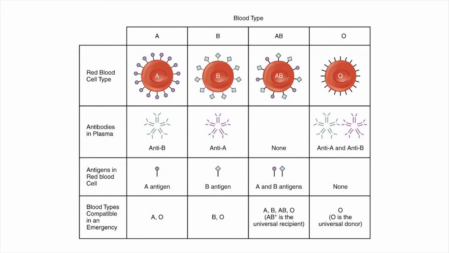The reason why AB positive is a universal recipient and not AB negative is because that AB negative would actually have Rh antibodies in their blood.